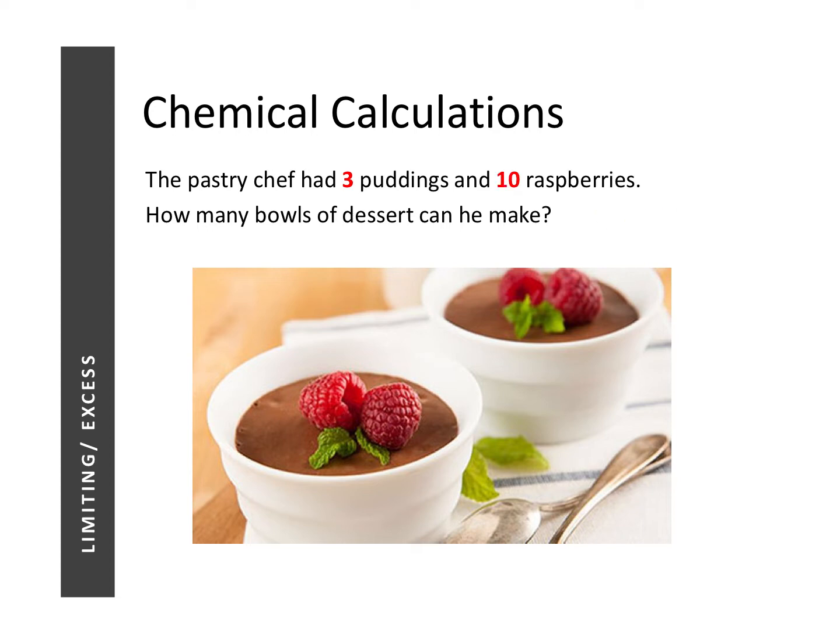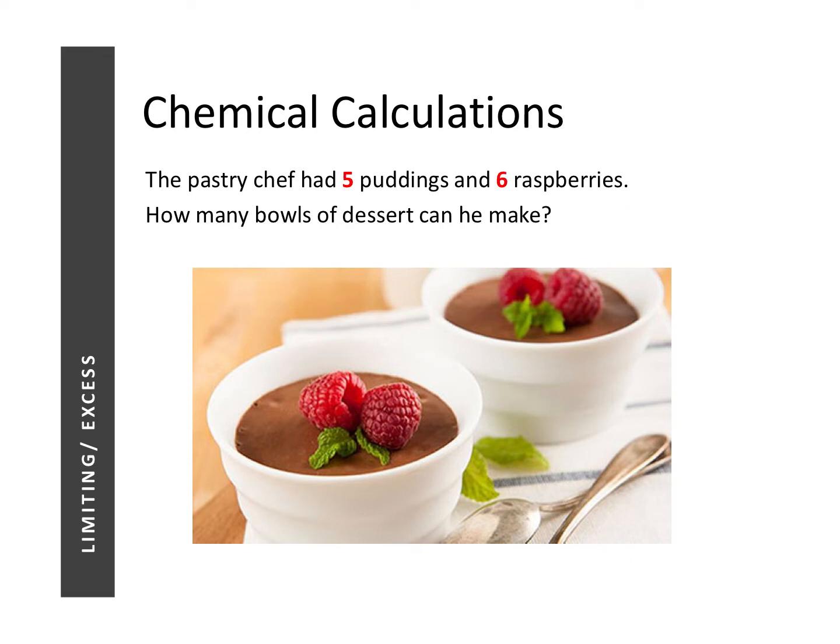Now in a second scenario, the pastry chef has 3 puddings and 10 raspberries. Once again, how many bowls of dessert can he make? I'm sure again, many of you will be able to tell me that it is 3 bowls. But at this point in time, I would say, why 3 bowls? Because now we have more raspberries, so shouldn't we be able to make more bowls of dessert? And the answer, of course, is that we don't have enough puddings to make more dessert.